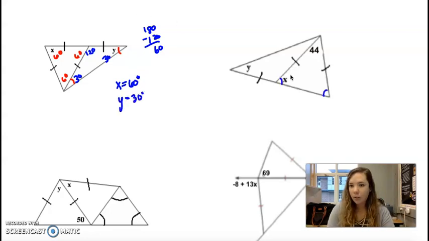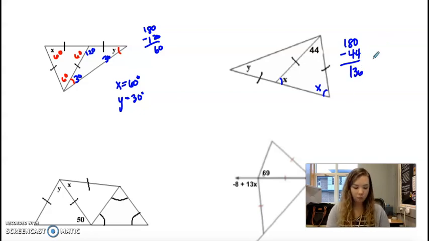All right, so on this one, let's start with the isosceles triangle over here on the right, which is going to mean that both of these are x. So I can do 180 minus 44 is 136, I think. And then if I divide that by 2, it'll give me 68 for both of these. So x is 68 degrees. And then this is a linear pair, so this piece would have to be 120. And then just like this triangle, that would make these two, if it's isosceles, 30.